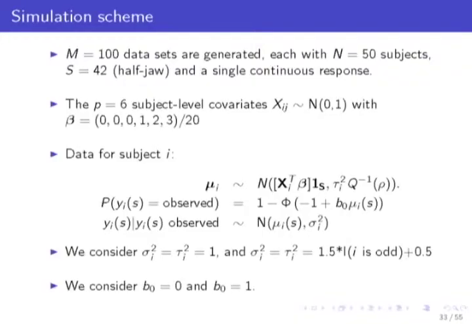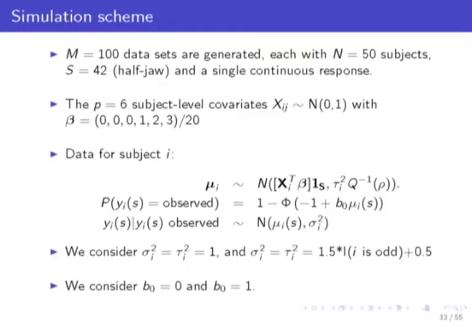I'm trying to propose a simulation scheme to elaborate the methodology. I'm choosing 100 data sets with 50 subjects, and I'm choosing half a jaw. So instead of 168 sites, I'm choosing 42 sites, because there will be 7 teeth in half a jaw. Half a jaw means just one quadrant, not even the full jaw, and a single continuous response. In a half quadrant you will have 7 teeth, and each tooth will contribute 6 sides. So that's how 42 comes here.